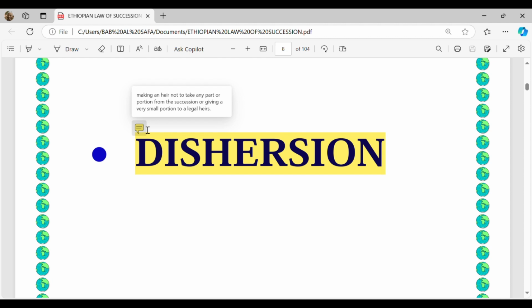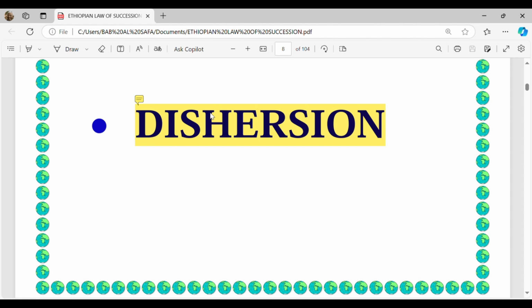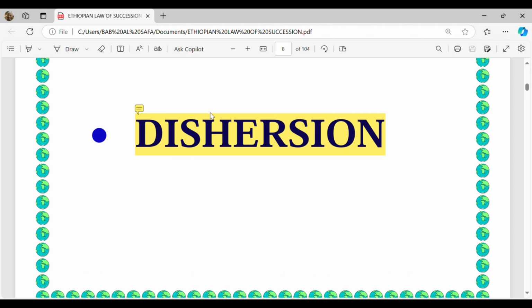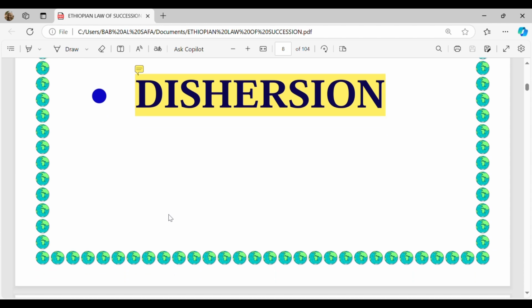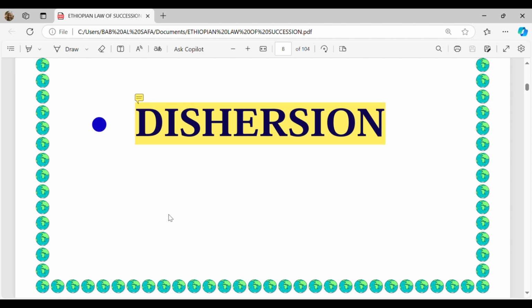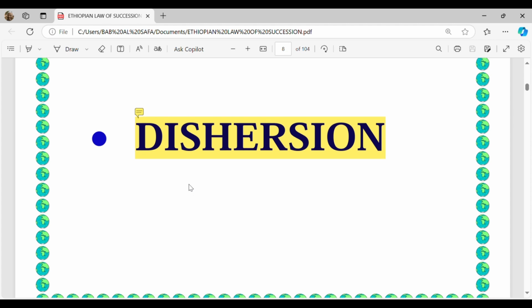Or, for example, if the deceased person or the testator may have around 4 million liquidated property, and if he had 3 children, and if he gives in his will 2 million, or 1.8 million, for Mr. A, let's say, and 1.9 million for the other, and 100,000 only, or 2,000 only, for the third. This amounts to desertion, giving a small amount.